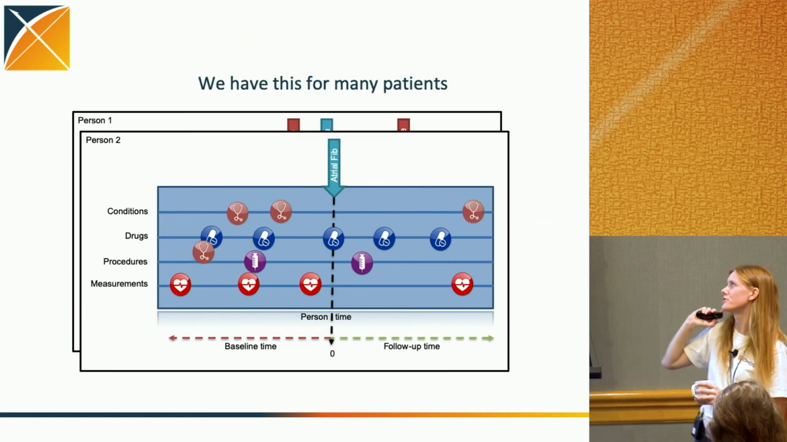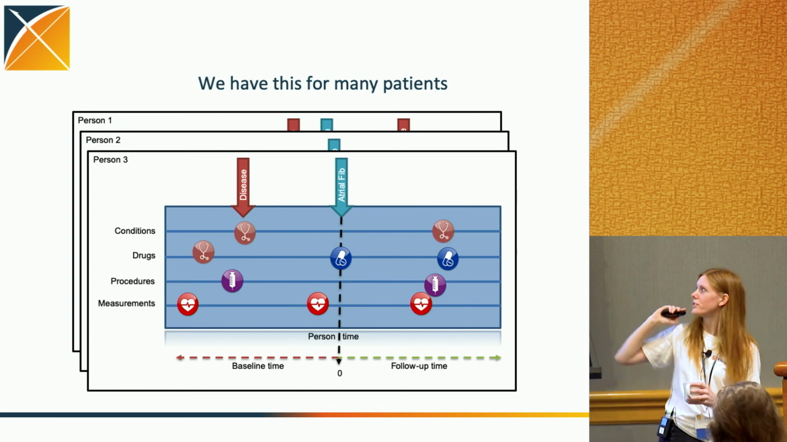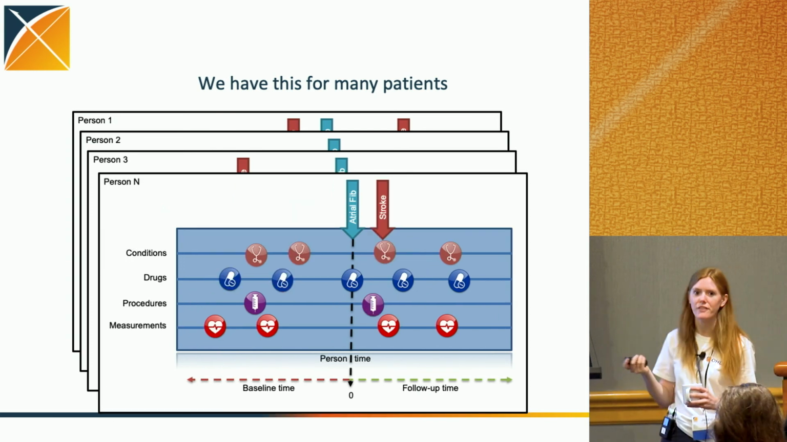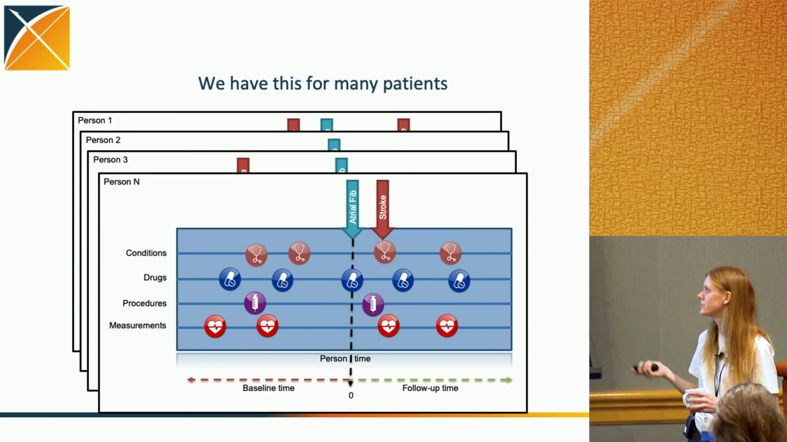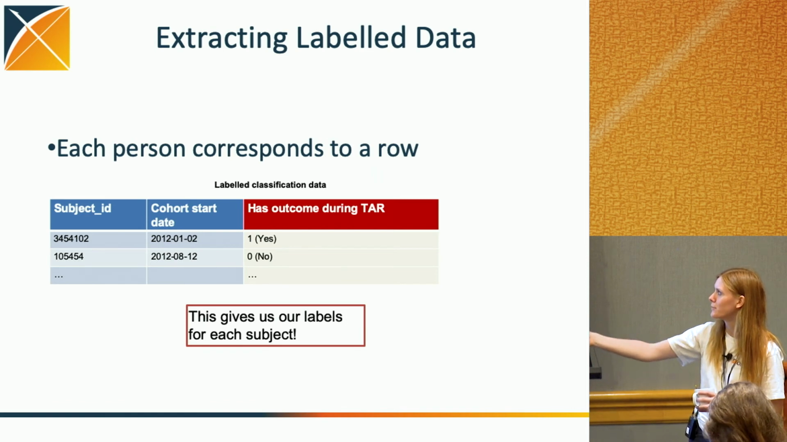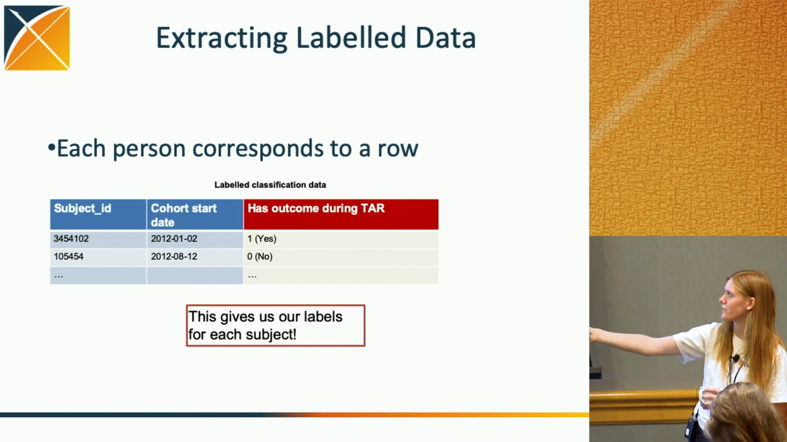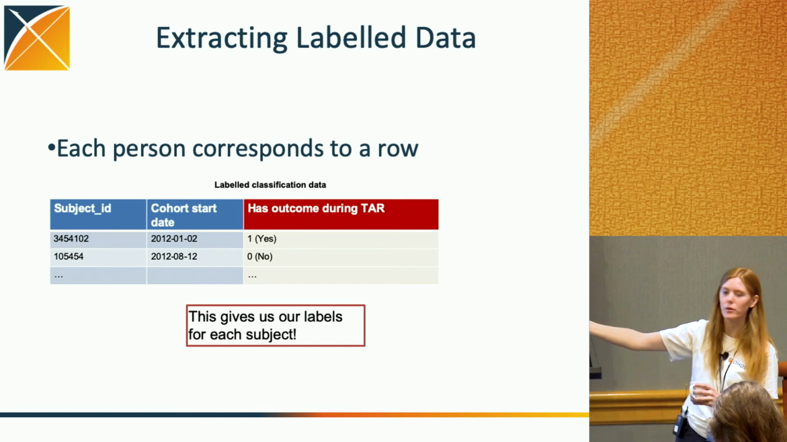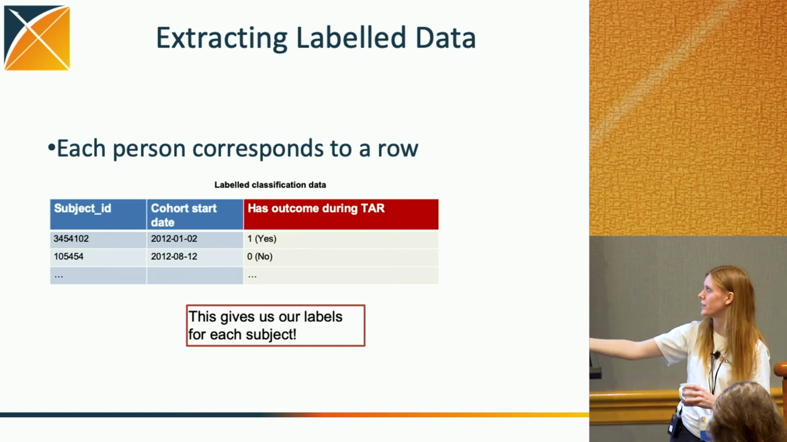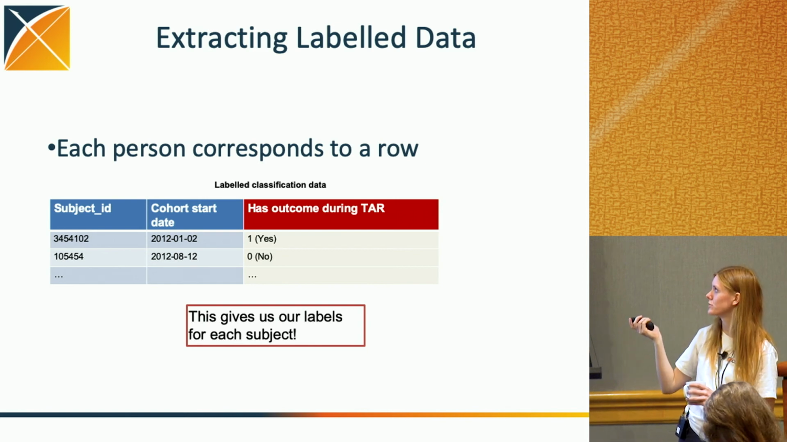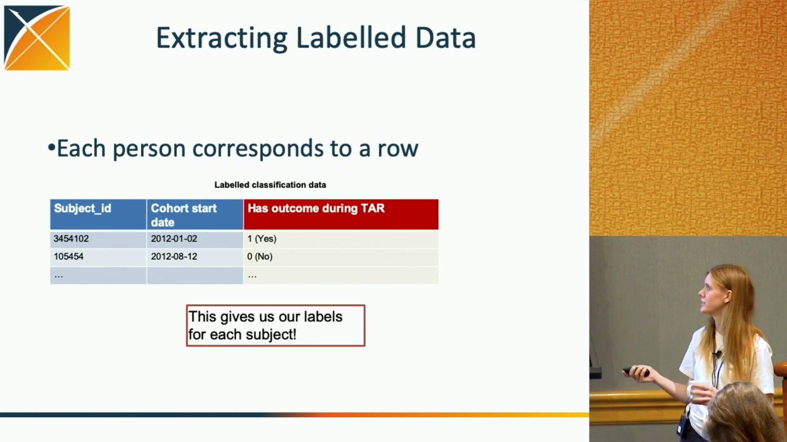But we have this not just for 1, not just for 2, not just for 3. We have this for many thousands of people often in our data set. So this then gives us a table where each row corresponds to a person. So we have the person, we have their index date, and then we know whether they have the outcome during time at risk or not. So we have the label. So this is how we generate the labels with the 2 different cohorts.